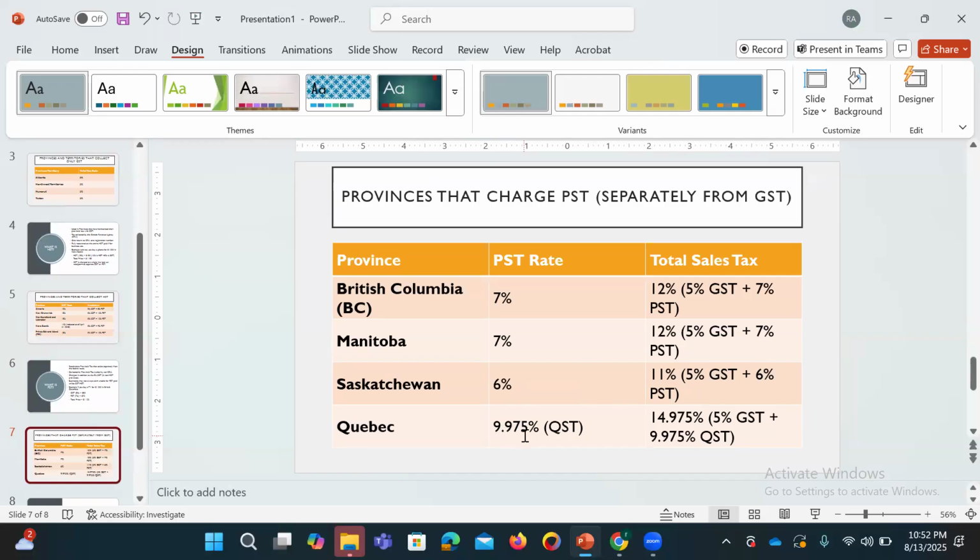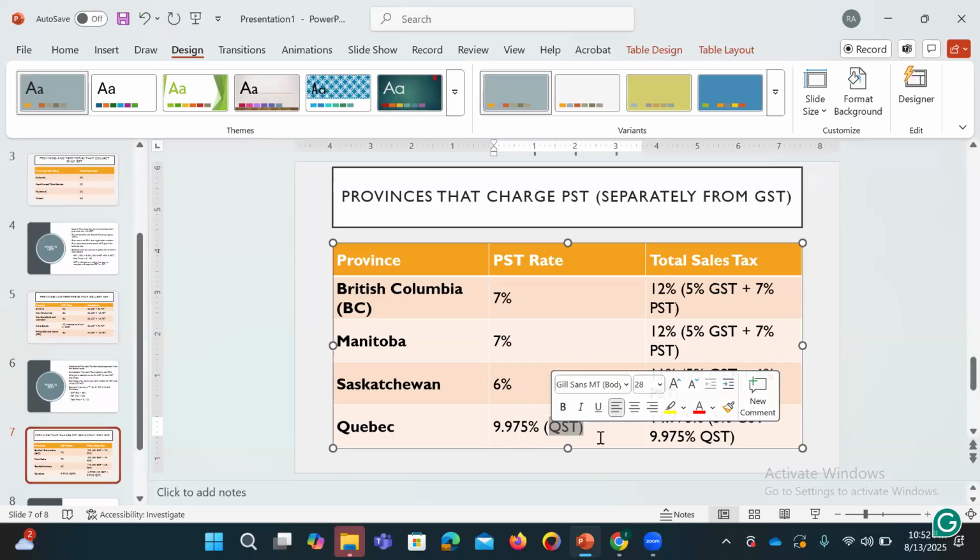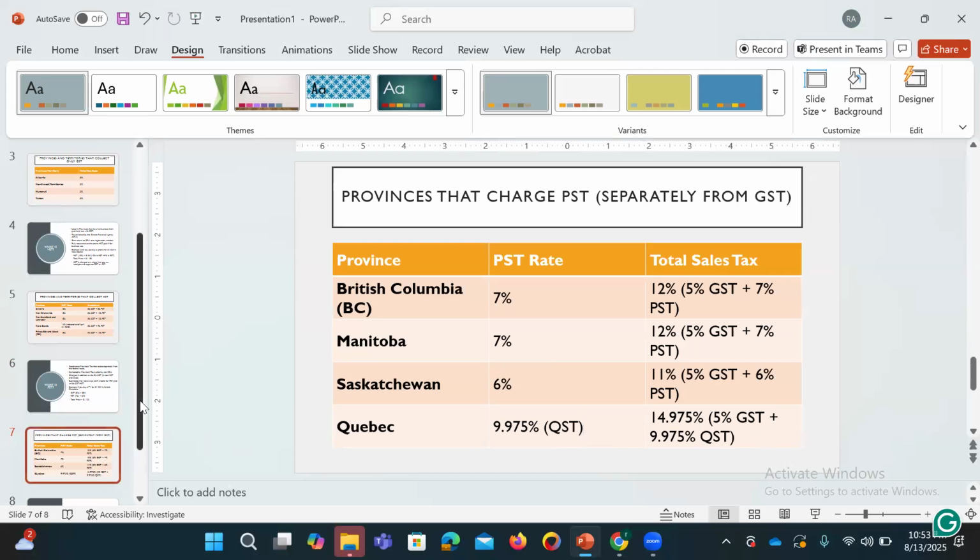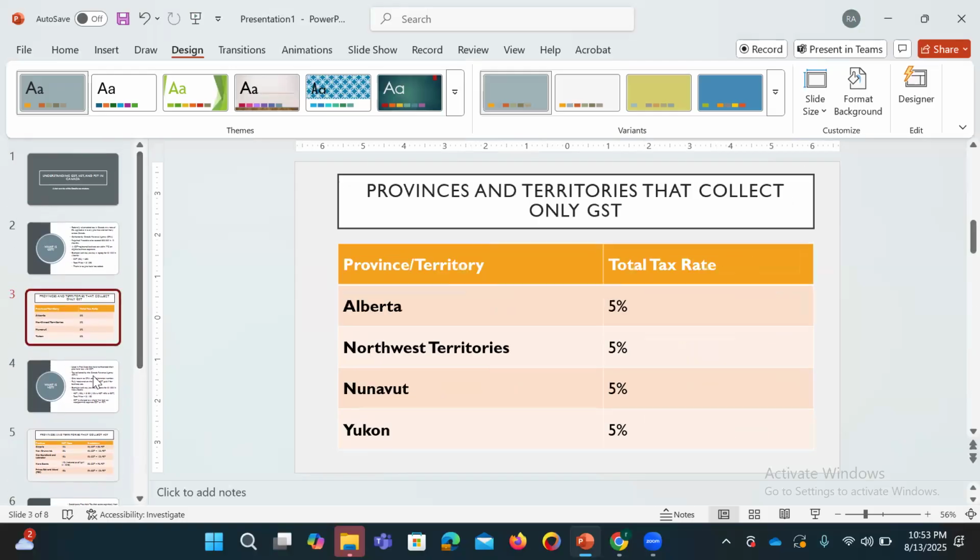Quebec is 9.975%, which is 14.975% in total. For Quebec, we don't write PST, it's QST, Quebec sales tax. The 14.975% total sales tax is a combination of 5% federal tax and 9.975%, which is the provincial tax for Quebec. I hope this sales tax is clear to you. These are the provinces which only collect GST, so these are the provinces with a minimal sales tax rate.